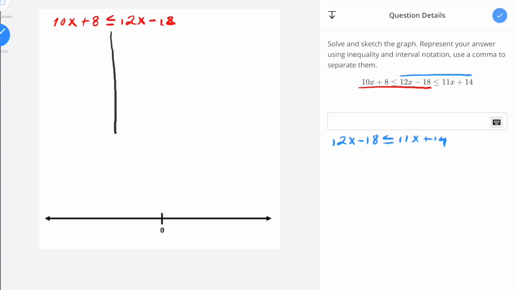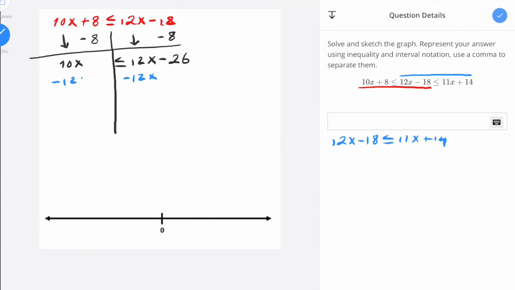Okay. So minus 8 on both sides. Carry that down. 10x is less than or equal to 12x minus 26. And then you subtract 12x on this side. So that's negative 2x, less than or equal to negative 26.